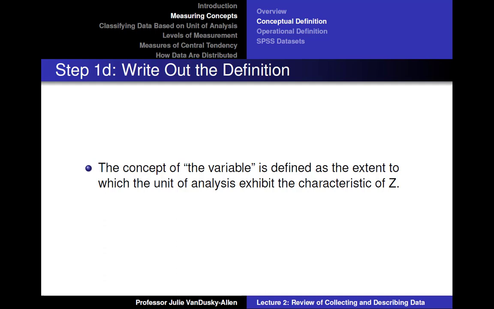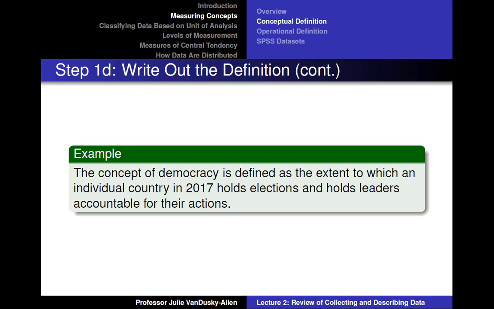After we modify our list of measurable properties, we write down our conceptual definition. You can use the following template to write down a conceptual definition. The concept of X is defined as the extent to which subjects exhibit the characteristics of Z. So using our democracy example, we could write, the concept of democracy is defined as the extent to which an individual country holds regular elections and holds leaders accountable for their actions.